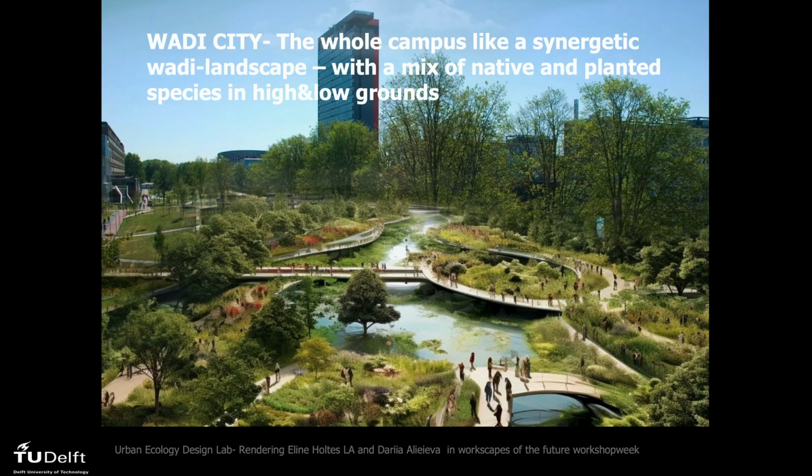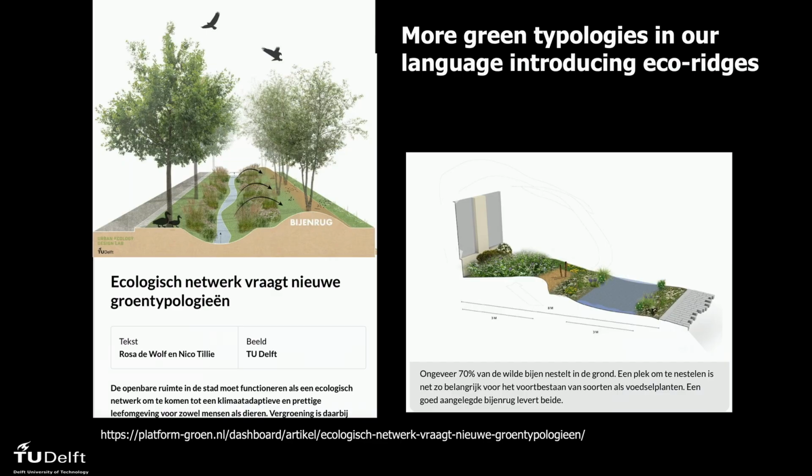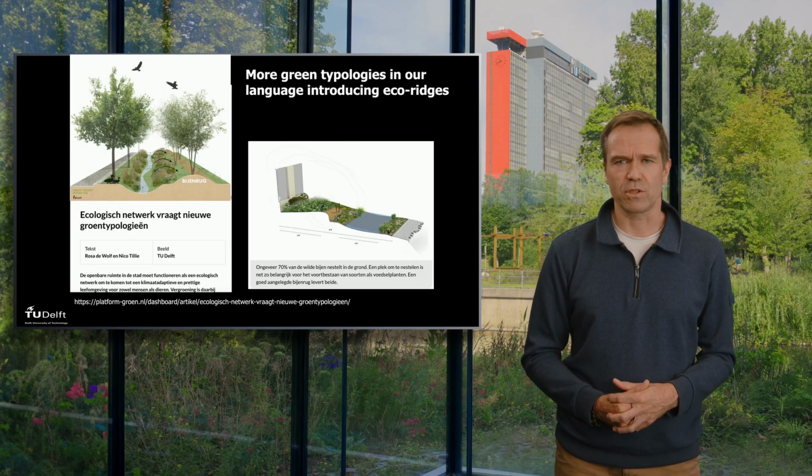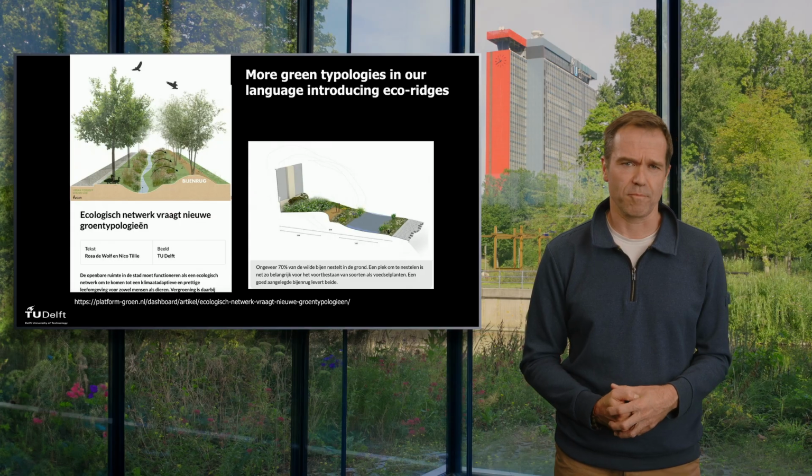The question arises, if we can do this at our own square, why not for the whole campus? Like a synergetic wadi or biosphere landscape with a mix of native and planted species in high and low grounds. Or in fact for the whole city, a wadi city for low-lying areas in the world. There are more innovations we worked with, like this eco-ridge. It is a simple system where one digs away soil to create a bioswale, and the soil is then used as a hill for ground bees, but maybe also when making it steeper for nesting of the kingfishers. And the eco-ridge can go along any infrastructure and is a new type of ecological intervention.